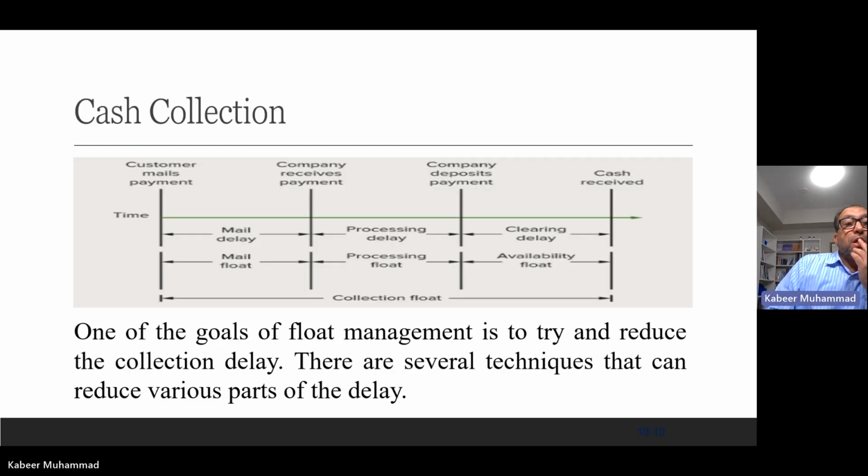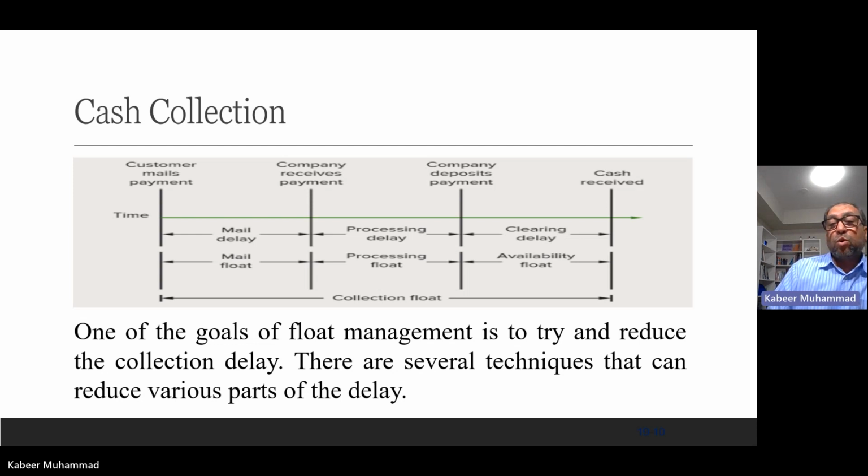Now this diagram is reflecting this check collection process. So the customer mails payment through check, and we divide the whole time from when we receive this check into three broader areas. One is the mail delay or mail float, and the other is the processing delay or processing float: the company receives payment and the company deposits the payment.